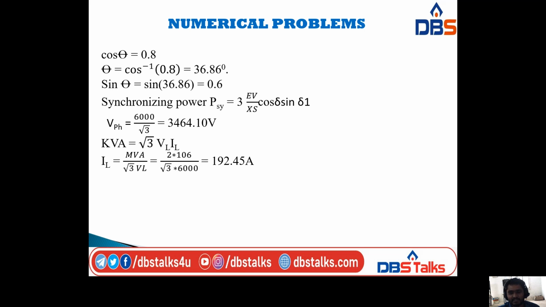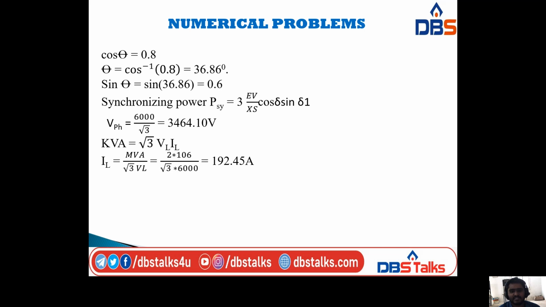Here they have given the power factor as 0.8. So I am writing phi is equal to cos inverse of 0.8, that is equal to 36.86 degrees. And from this I am writing sin phi is equal to sin of 36.86 degrees, that is equal to 0.6. That means cos phi is equal to 0.8 and sin phi is equal to 0.6, and phi is equal to 36.86 degrees. From this we have to write the synchronizing power.